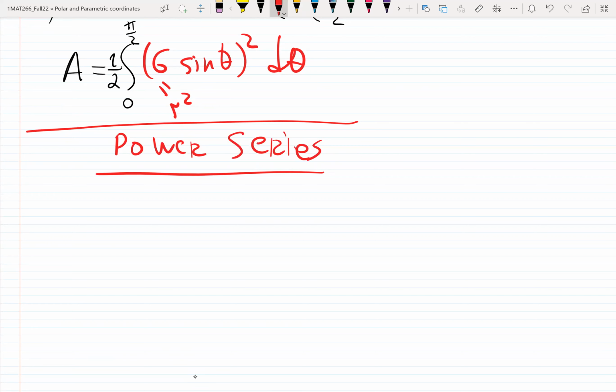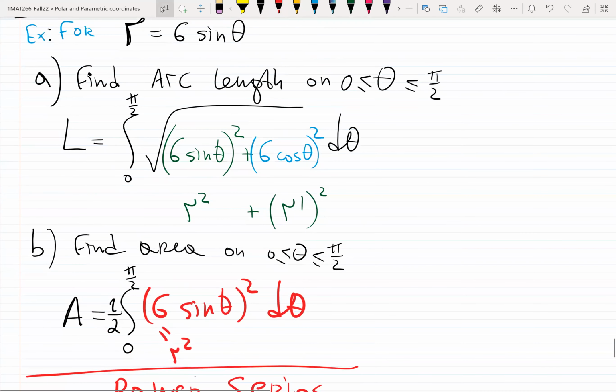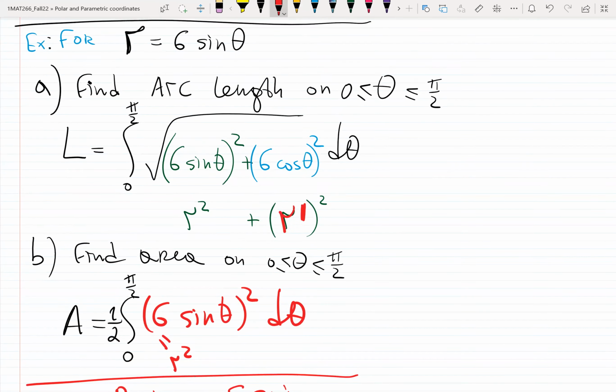Why is it that r equals 6 cosine theta? Let's see. So derivative. The original squared is here, plus derivative squared. And the derivative of 6 sine is 6 cosine.